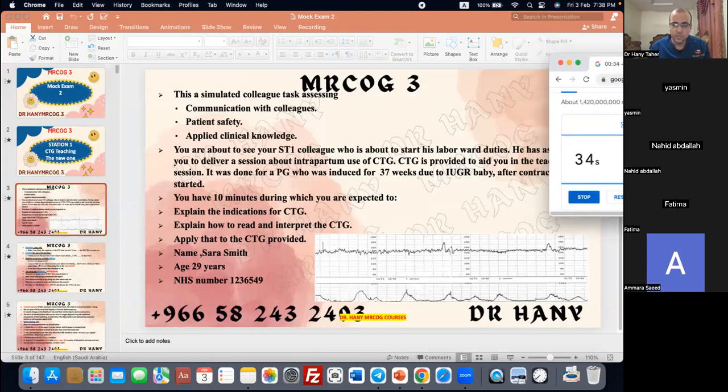And if there is any abnormality, first we should start with conservative management: left lateral position, stopping the oxytocin. Usually with these measures, it improves. If not improving, you should always inform your senior and they will teach you further.